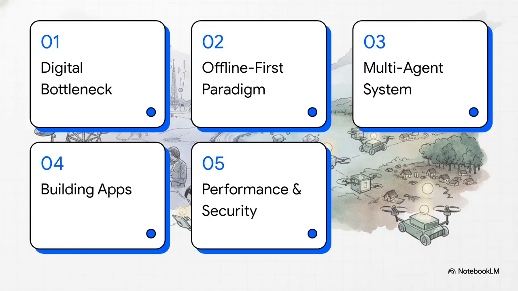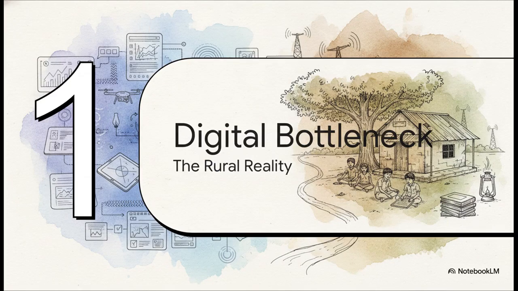All right, let's take a quick look at how we're going to break this down today. First, we'll look at the digital classroom bottleneck. Then, we'll explore this new offline-first paradigm, followed by the multi-agent system architecture itself. After that, we'll walk through building apps step by step, and finally, we'll wrap up with the performance and security results. So, starting off with part 1, the digital classroom bottleneck.